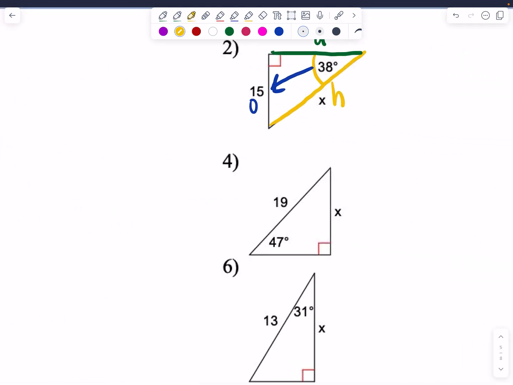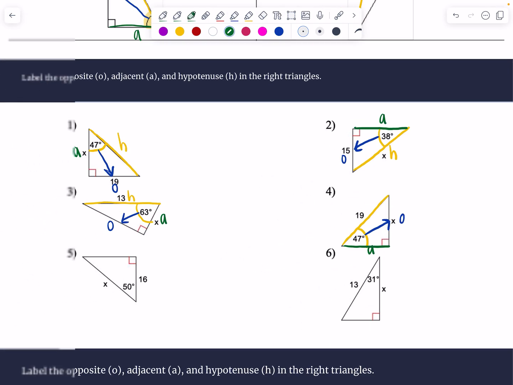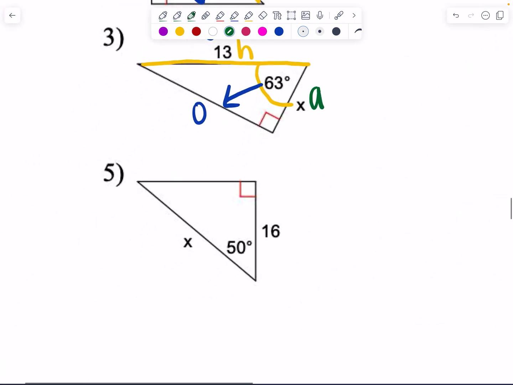Number 4, here's my hypotenuse. Here's the angle I'm going from, the 47-degree angle. So from 47, here's my opposite, which leaves this piece as the adjacent. All right, number 5, where's my hypotenuse? Let's always start with that. Here's my hypotenuse. So from the 50-degree angle, what is opposite? That'd be this piece. Then my hypotenuse was x. What is my adjacent? That would be the 16.